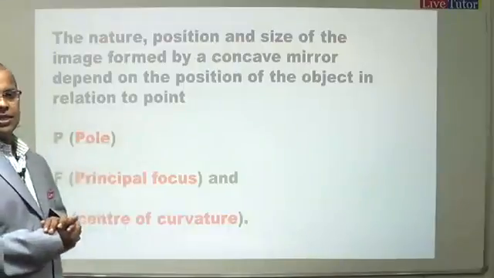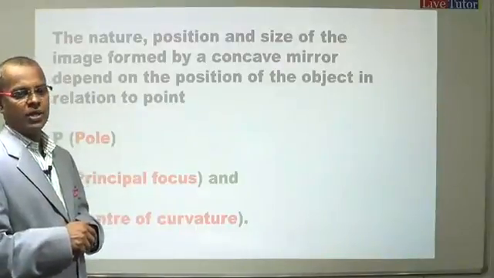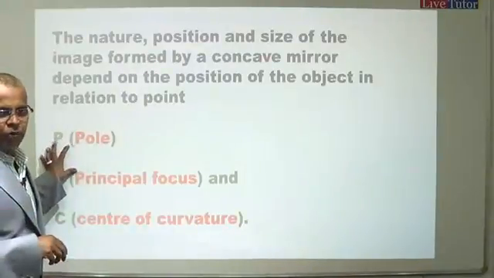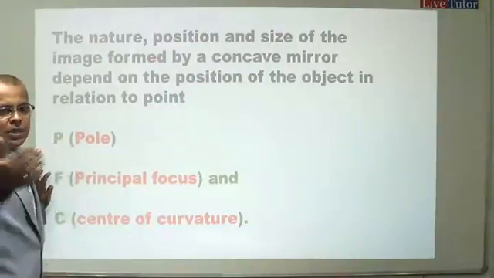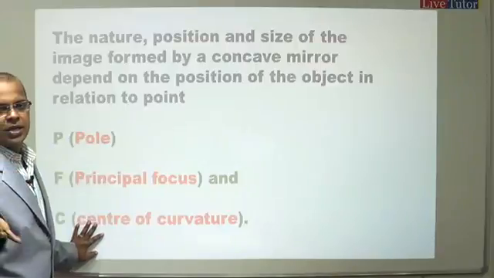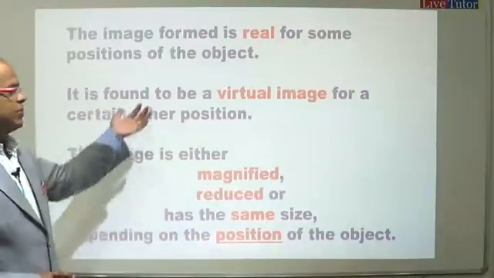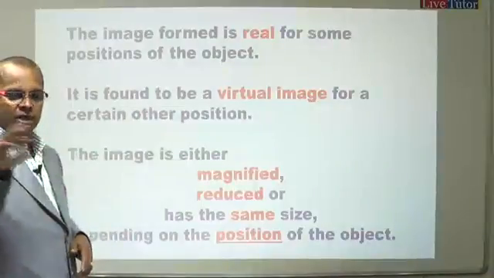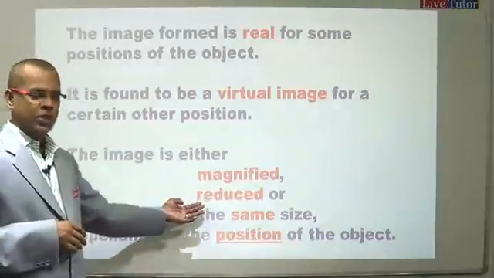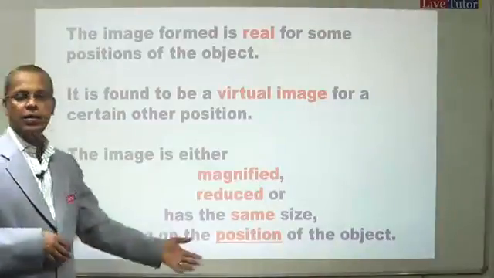Now, the nature, position and size of the image formed by a concave mirror depend upon the position of the object relative to P, F and C. That is, we are keeping the object with reference to the pole. It depends on what distance from the pole you keep it, or what distance from the principal focus, or from the center of curvature. Depending on all these points, the size, nature or position of the image will differ. Sometimes the image may be real, or for certain positions the image will be virtual. Depending upon the position of the object, it may be magnified or diminished, which we also call reduced, or sometimes the same size as the object.